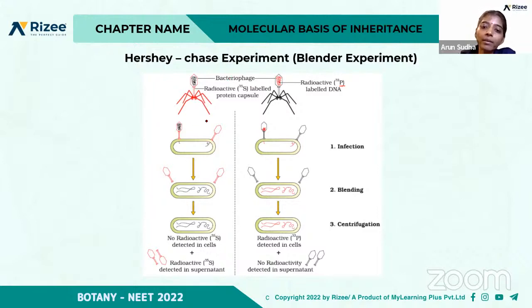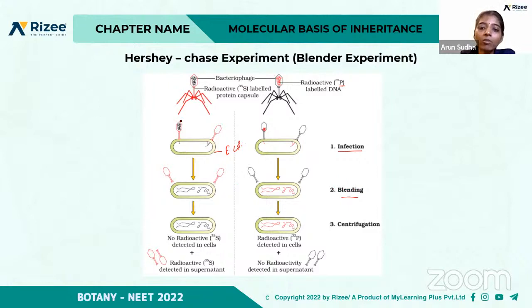Now they are making this bacteriophage infect the E. coli. So this is the E. coli. These bacteriophages infect the E. coli. That is the first step. First is the preparation. After preparation, they are made to infect the E. coli. So infection, then blending. So what is the use of this blending?